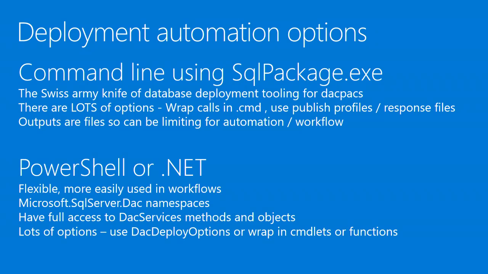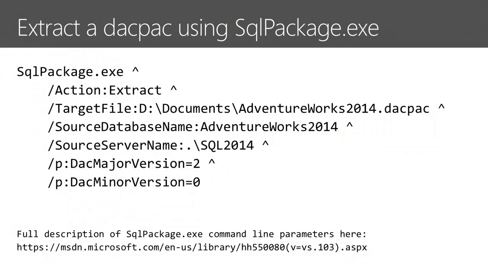So the next step up is to use PowerShell or .NET. This is more flexible. We can actually reach into those files. We can actually get XML output. We can make decisions based on that. The objects we're dealing with are in the Microsoft.SqlServer.Dac namespace. PowerShell and .NET have full access to the DAC services methods and objects. Again, there are lots of options, but we've got this class called DacDeployOptions, where we can put the settings in that we are worried about.